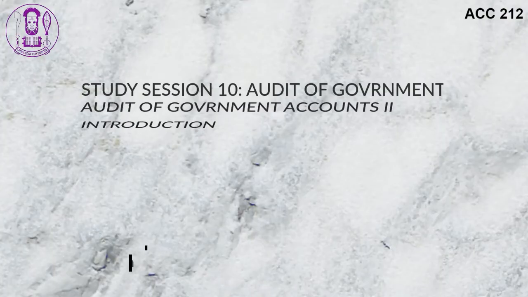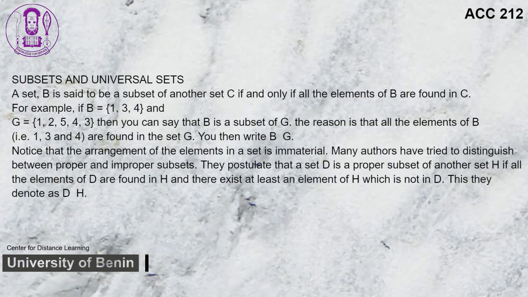Study Session 10, Audit of Government Accounts 2. Introduction. Government accounting is guided by the Constitution and financial regulations of a nation. It is concerned with the recording of the mobilization and prudent utilization of the finances of a country. In this study session, you will learn about the Auditor General at the federal, state, and local government levels, including their functions and the procedures for appointing and removing them. The session also discusses the Public Accounts Committee, PAC, and the independence of the audit function.